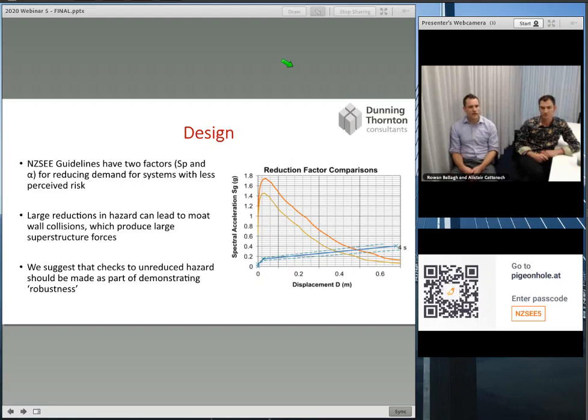So the guidelines have two factors, SP and alpha, for reducing demand for systems with less perceived risk. This is possibly one too many factors. The combination of these two factors is quite a big reduction. I guess also, every consultant seems to understand the concept of SP a bit differently. Some people believe it shouldn't exist at all. I'm certainly not one of those, but it can mean it's very tricky to get agreement with a peer review about when it should and shouldn't be used.